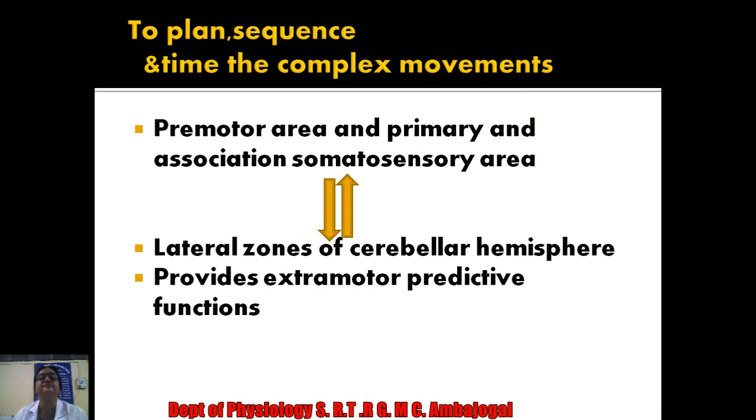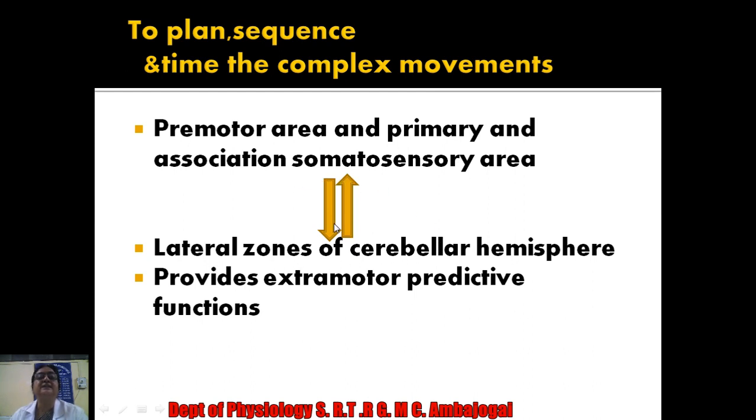intended movement. Now the important part: these lateral cerebellar hemispheres are highly developed in human beings, and large in human beings as compared to other species. This part of the cerebellar hemisphere is mainly helpful to plan, sequence and time the complex movement. So automatically its functions are combined with the cerebral cortex.